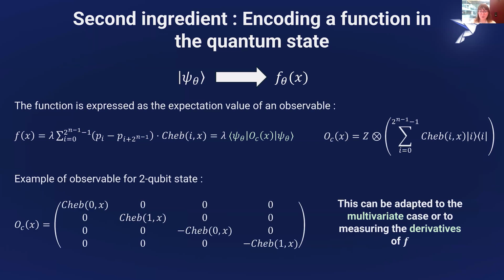And this slide just shows how the trial solution functions are extracted in practice using the expectation value of an observable. This is the observable here, this OC at the bottom. And it's important to emphasize that we can easily modify this observable to extract derivatives of the solution function instead of the function itself. And the way that we do that is by replacing the Chebyshev functions on the diagonal of the observable with the derivatives of the Chebyshev polynomials, for which there are analytical formulations.